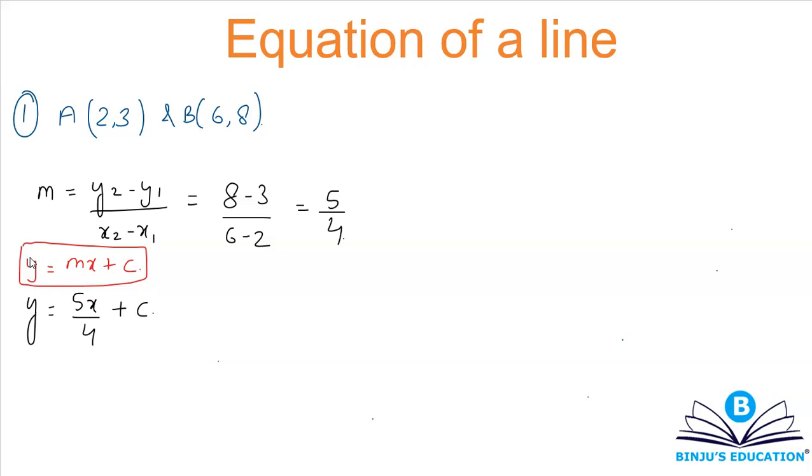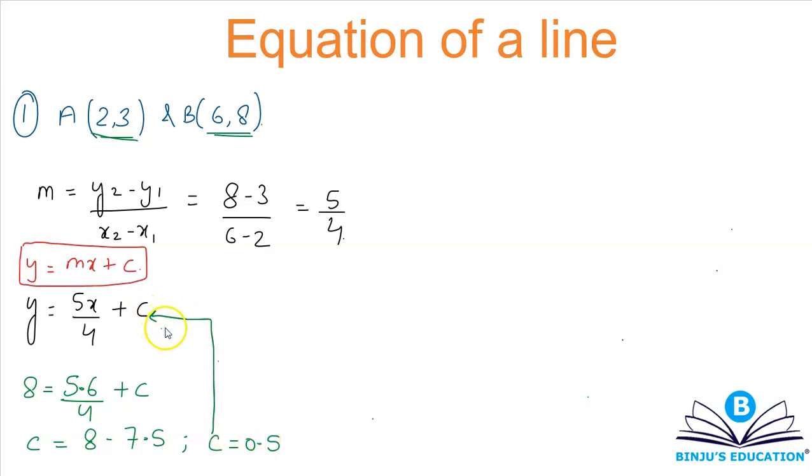Alright. Now y is equal to 5x by 4 plus c. In order to calculate c, you can use either of the 2 points. You can use (2, 3) or (6, 8). So 8 is equal to 5 into 6 divided by 4 plus c. So c is equal to 8 minus 30 by 4. 30 by 4 is 7.5. So this will give you c is equal to 0.5.